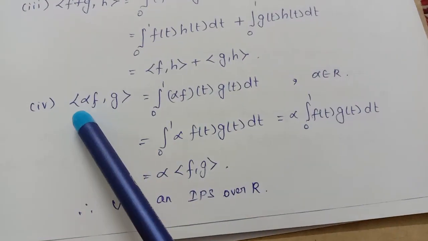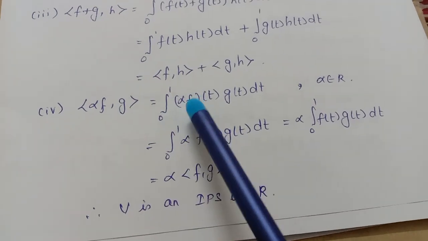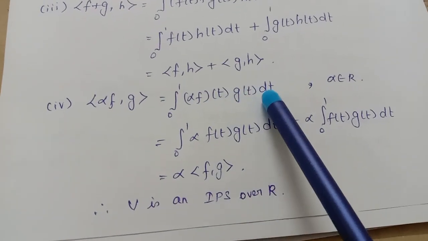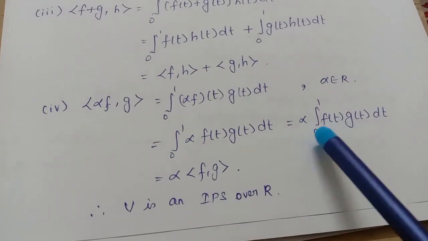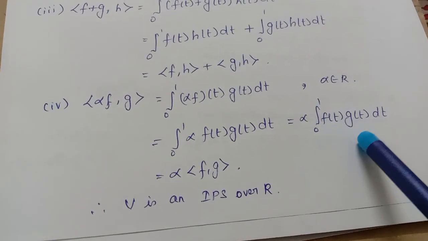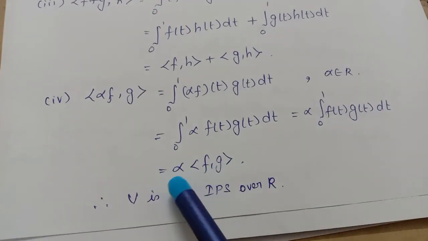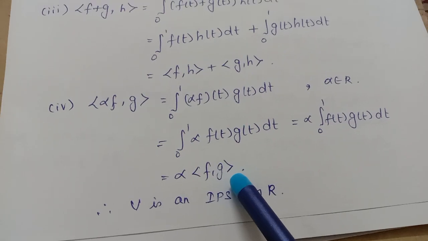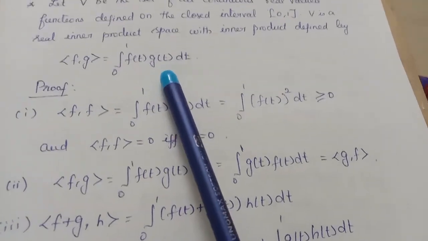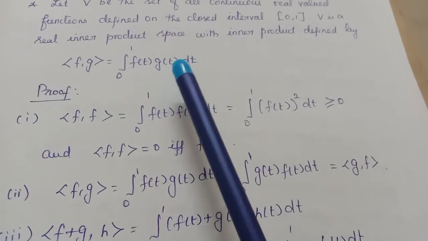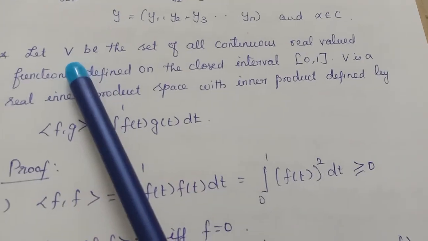Right. Next, consider the last one. The inner product of alpha f comma g equals the integral from 0 to 1 of alpha f(t) into g(t) dt. Now this alpha is a scalar which you can take outside. So alpha into the integral from 0 to 1 of f(t) g(t) dt. So this is nothing but alpha into the inner product of f, g. Therefore, this product whatever we have defined here satisfies all the four conditions. Therefore, with respect to this product, V is an inner product space.